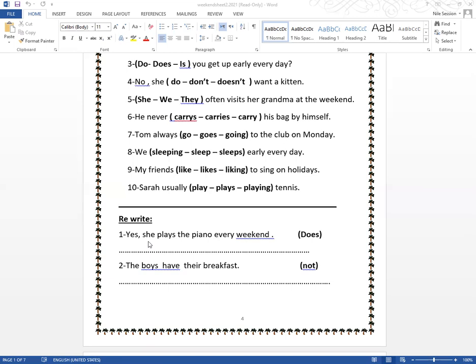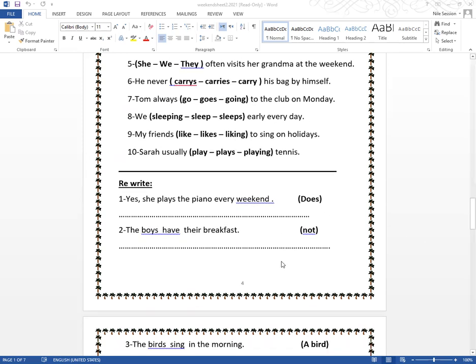She takes does. So I will start the question with does, cross yes, and cross the S from the verb, as does will take the S from the verb. So the question will be: Does she play the piano every weekend? And don't forget the question mark.